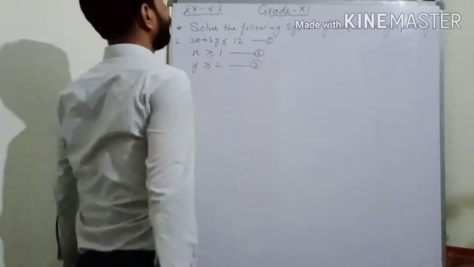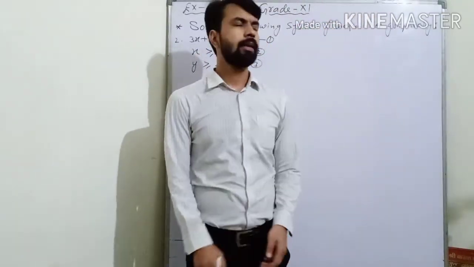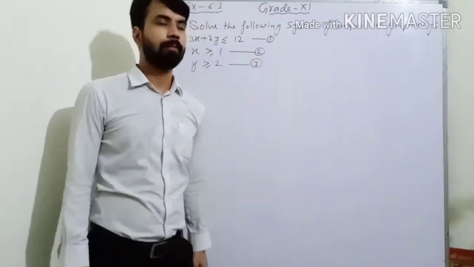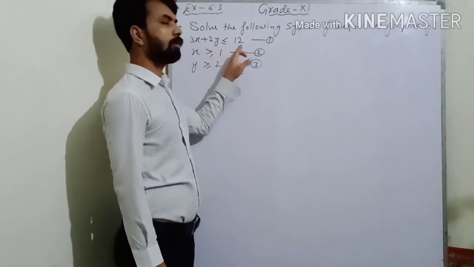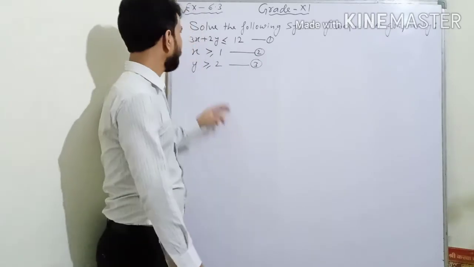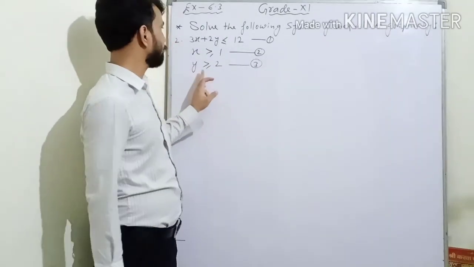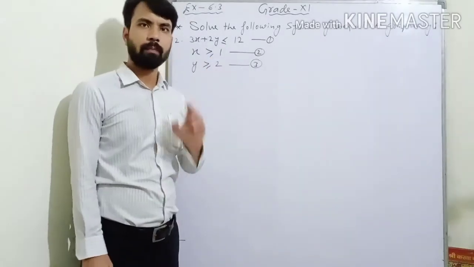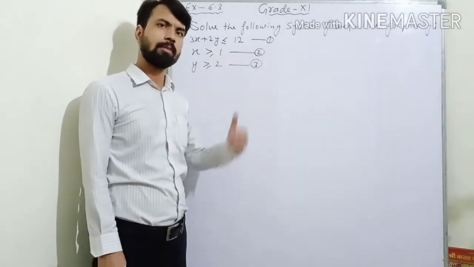Okay, students. Now let's do question number 2 of this exercise. See, here 3 inequalities are given. First inequality is 3x plus 2y is smaller than or equal to 12. Second inequality is given x is greater than or equal to 1. And third inequality is y is greater than or equal to 2. Clear? We will solve by the same process as before.